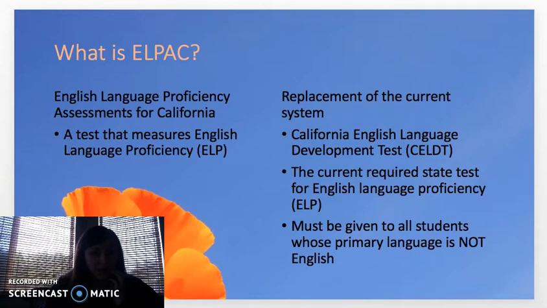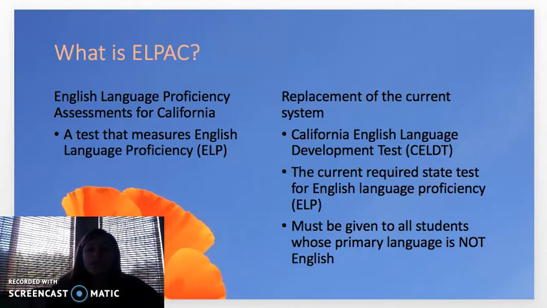So what is ELPAC? The English Language Proficiency Assessment for California. That's a mouthful. It is a test that measures English language proficiency. Like I said before, we want to make sure that the students are understanding English because the content, the subjects are taught in English. So it is a replacement of the current system, which is the California English Language Development Test, nicknamed the CELDT because it's a lot quicker to say than that big old mouthful. And it is the required state test for English language proficiency.